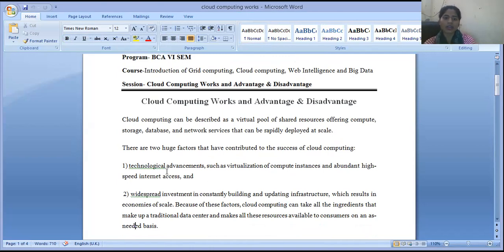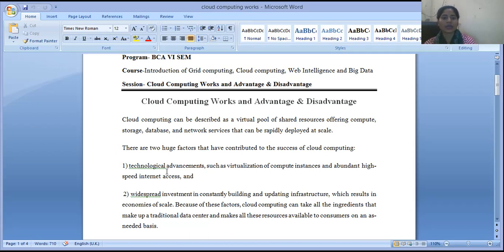Cloud computing can be described as a virtual pool of resources which offers you compute, storage, database and network services that can be rapidly deployed at scale. This is basically cloud computing.